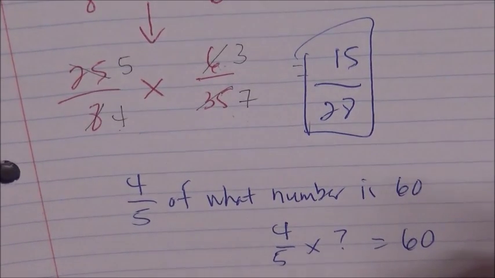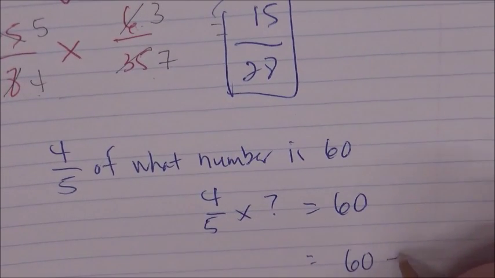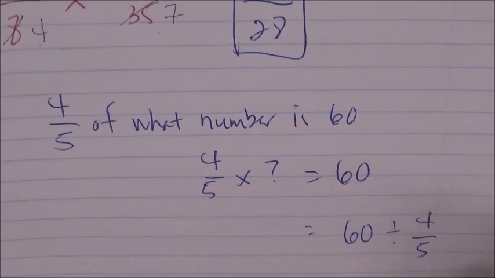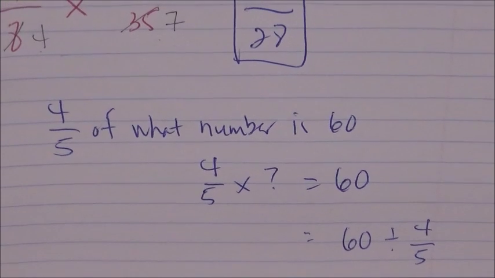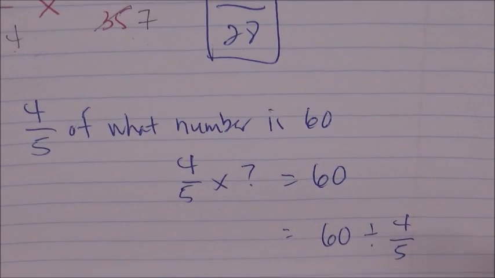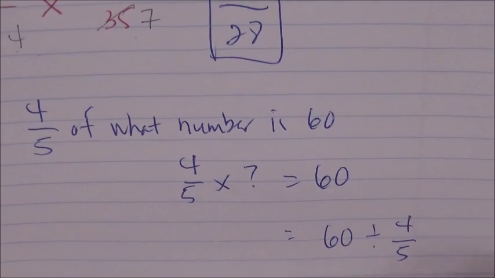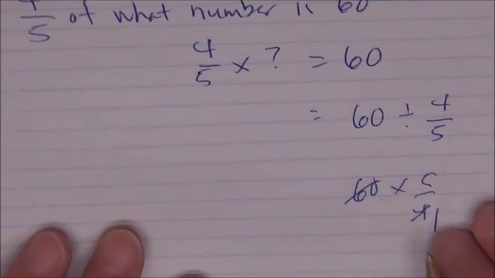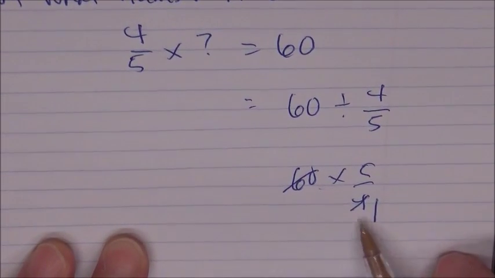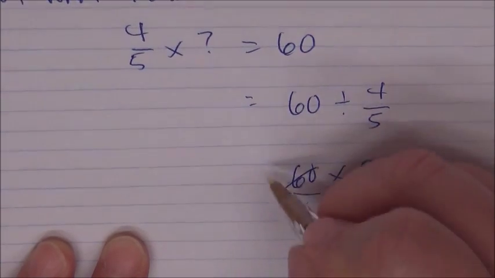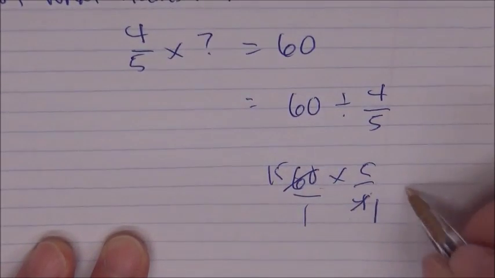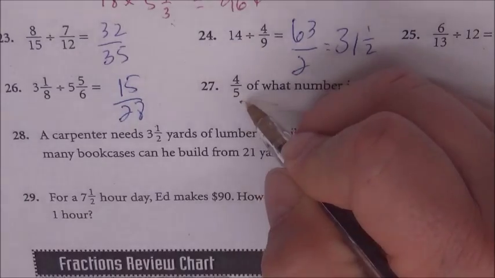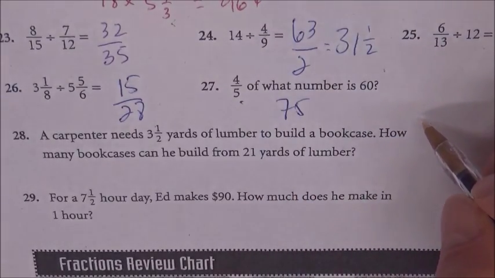And so what I can say is, aha, I can do 60 divided by 4/5 is going to tell me the answer. So I have 60 times 5 over 4, right? So 4 divided by 4 is 1. 60 divided by 4 is 15. And 15 times 5 is equal to 75. So the answer to this question is 75. 4/5 of 75 is 60.